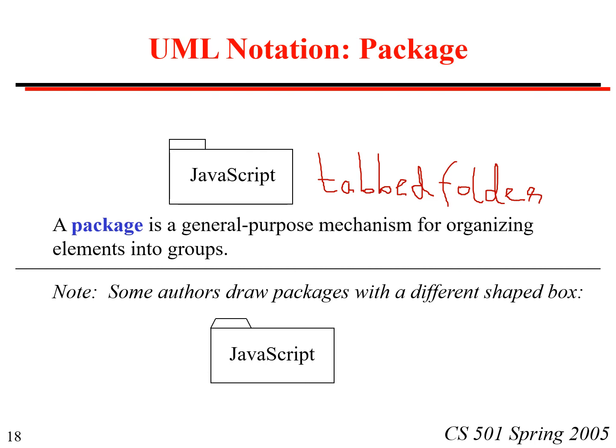Understand this kind of folder, where you have a small rectangle on the top left side, is called a tabbed folder. Whenever you draw something inside this package, like classes, objects or diagrams, then the package name JavaScript will be written inside this small rectangle. It's a general purpose mechanism for organizing elements into groups. Some authors draw packages with a different shaped box, but the most preferred package notation is the top one, that is JavaScript.